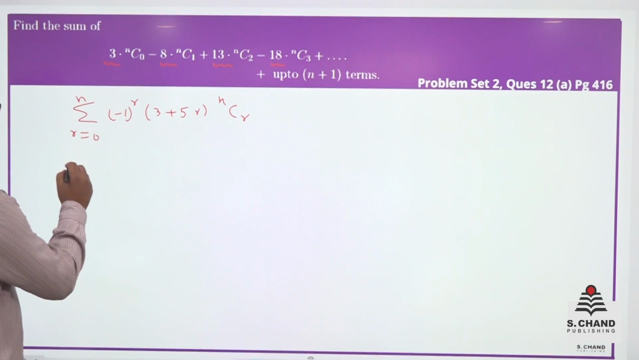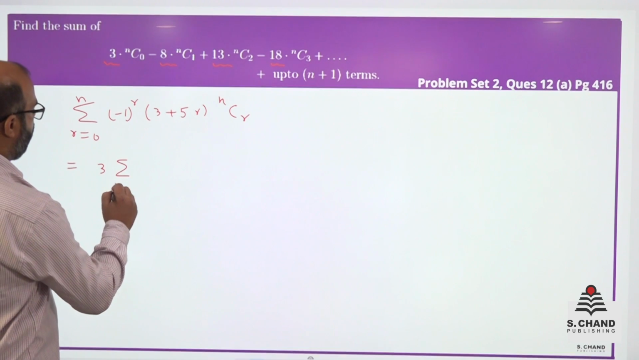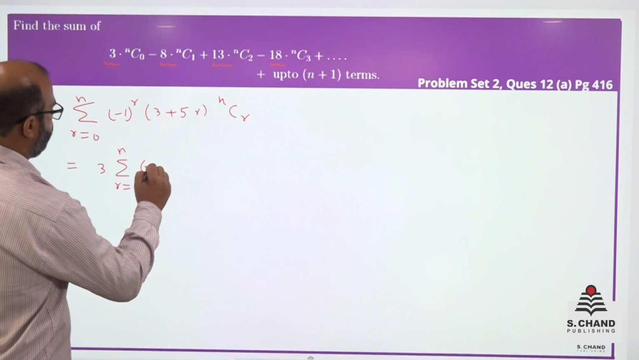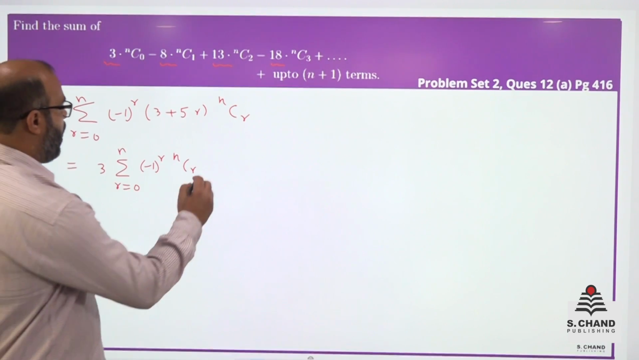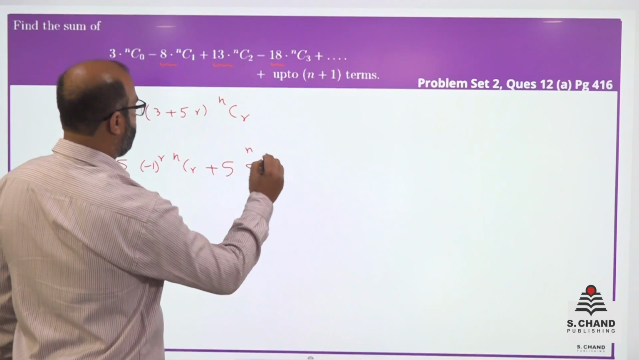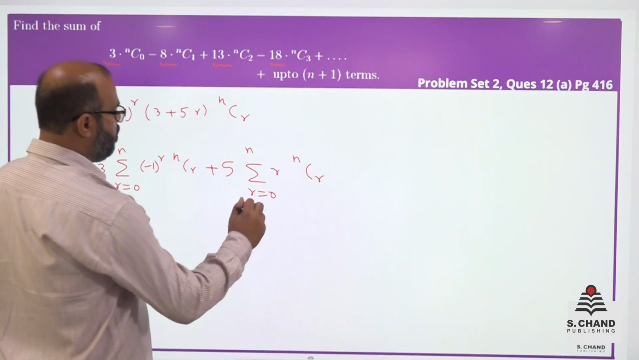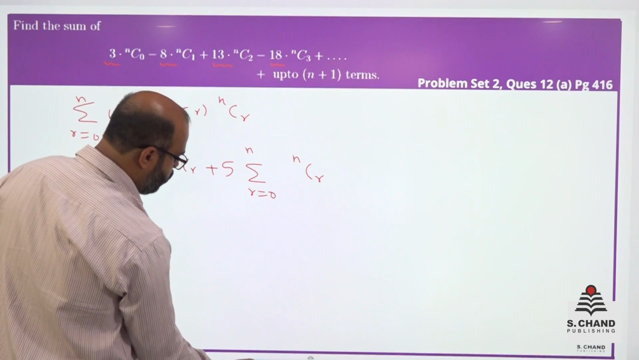Now, if you want to calculate it, you can write it like this: 3 common, sigma of r is equal to 0 to n, minus 1 to the power r NCR, plus 5 sigma of r is equal to 0 to n, r into NCR with, of course, minus 1 to the power r with it. So, let me write minus 1 to the power r also.